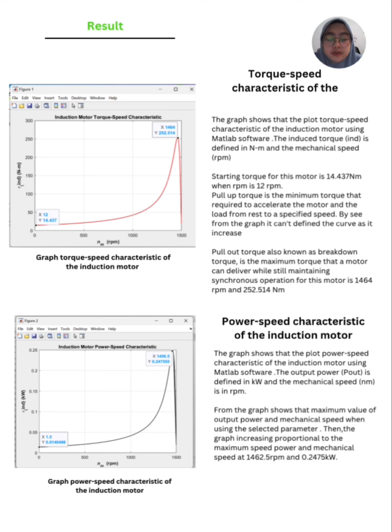Okay, next for the power speed characteristic of the induction motor, the graph shows the plot of power speed characteristic of the induction motor using MATLAB software. From the graph, it shows the maximum value of output power and mechanical speed when using the selected parameters. The graph increases proportionally to the maximum power and mechanical speed at 1462.5 RPM and 0.2475 kW.